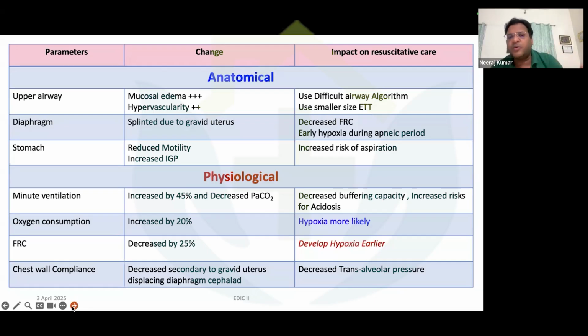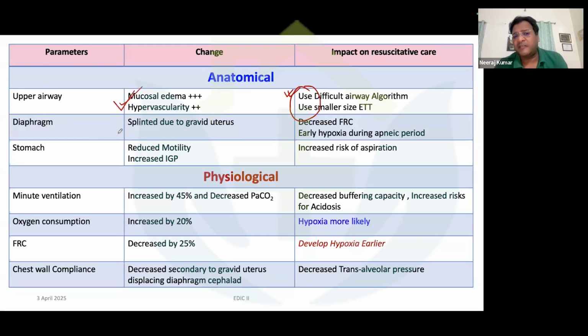In the upper airway, we all know that these patients have increased hypervascularity or increased mucosal edema. That's why the difficult airway algorithm has to be in place, and a smaller size of ET tube has to be used. So this is very, very simple. Everyone knows that.